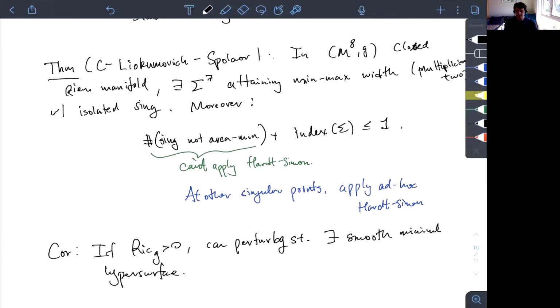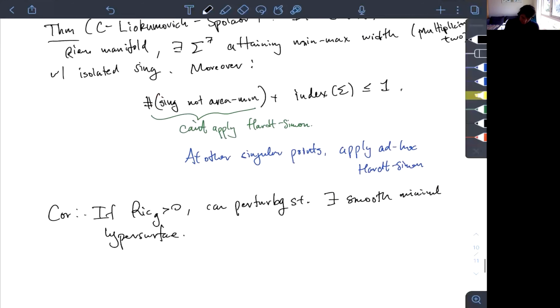Okay. And so if you have positive Ricci, then you can always perturb the metric so that there exists a smooth minimal hypersurface. And the explanation for this is that when you have positive Ricci, the index has to be at least one. So there are no singularities that are not area minimizing. And you can apply this ad hoc smoothing at every point and smooth it out, and you get a smooth minimal hypersurface.